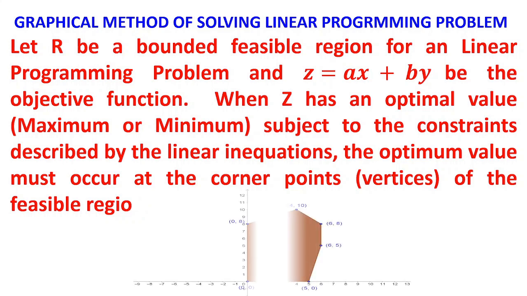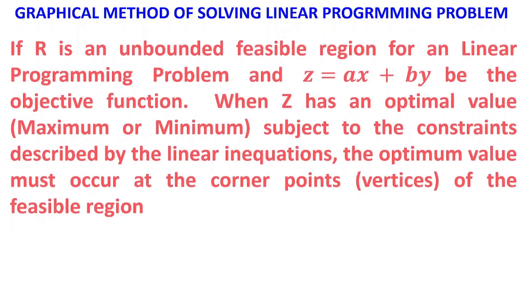I am just showing you a bounded region now, and you are seeing over here the corner points (0, 8), (4, 10), (6, 8), (6, 5), (5, 0) and (0, 0). Now remember, all the points of this region are solutions, but we want the optimal solution, the feasible optimal solution, which will occur only at the corners. You have to check only the corner points and you will get the answer.